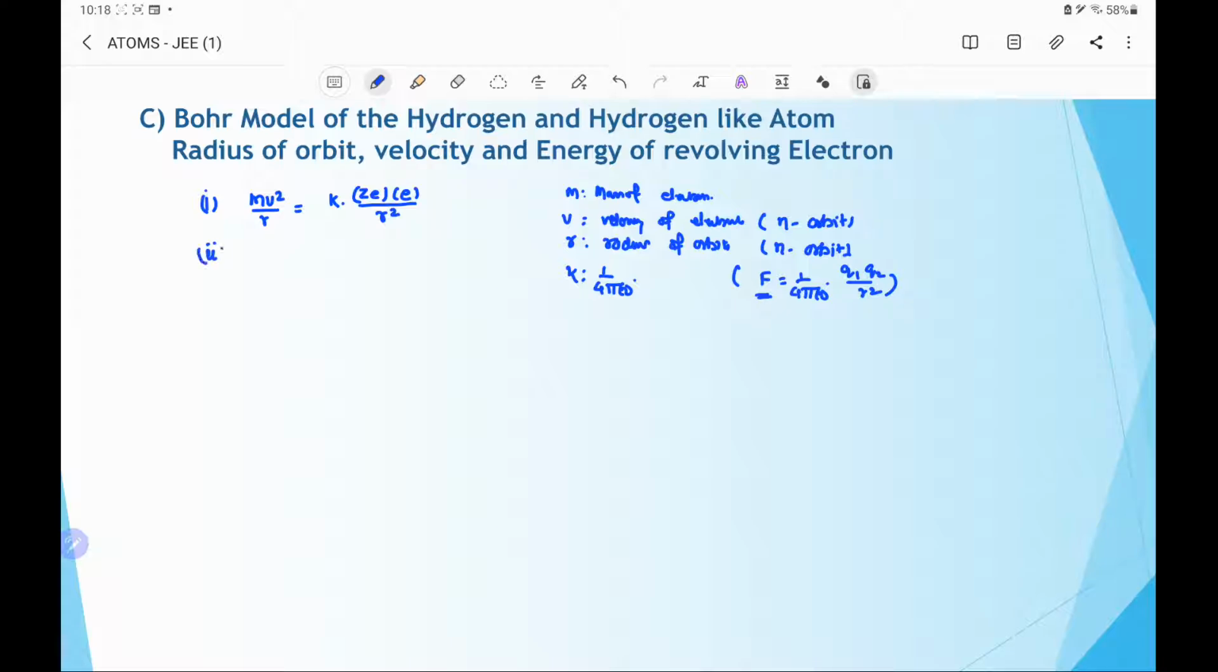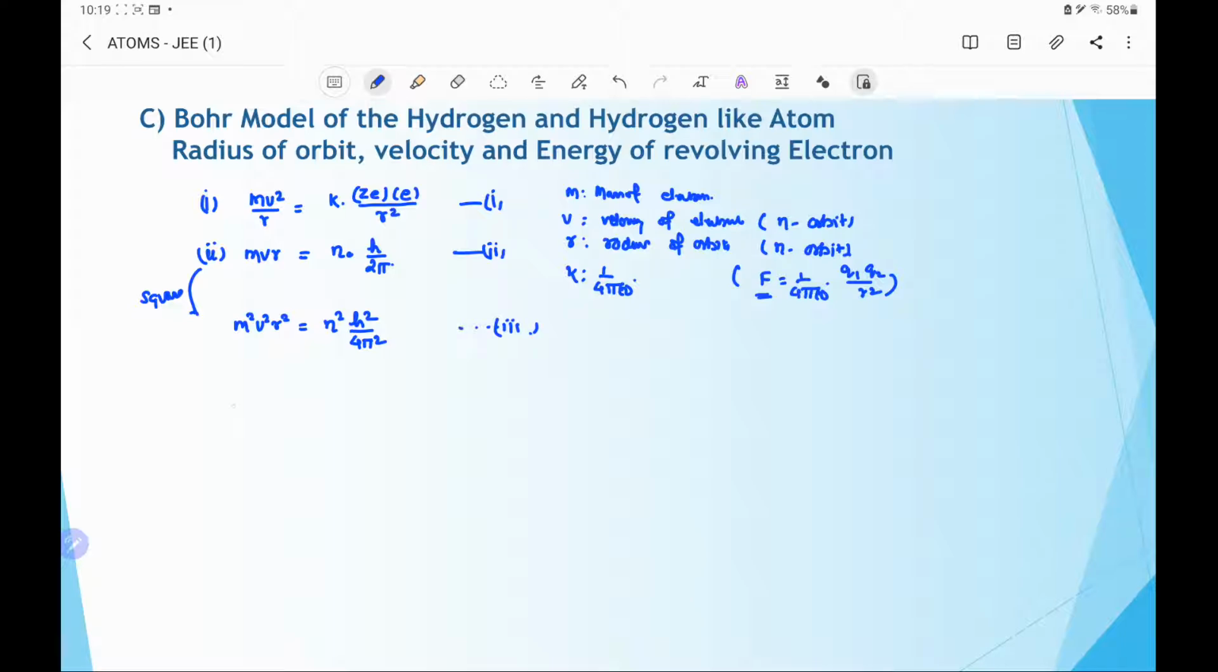The second equation which we will use is that mvr, the angular momentum of the electron in the nth orbit, is an integral multiple of n multiplied by h by 2 pi. To find the radius of the orbit, we square the second equation and we get m square v square r square equal to n square into h square by 4 pi square. These are equation number 1, equation number 2 and equation number 3.